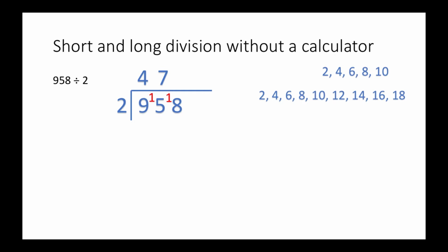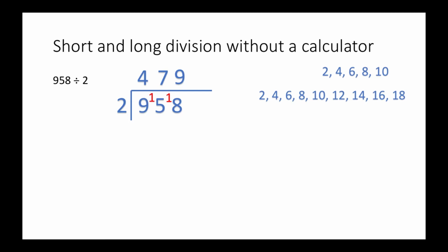And now I want to know how many 2's I can put into 18. And I've already got my times table up to 18 here. 1, 2, 3, 4, 5, 6, 7, 8, 9. So there you go, finished. You've got nothing left to do. You've found them all, and the answer is 479.